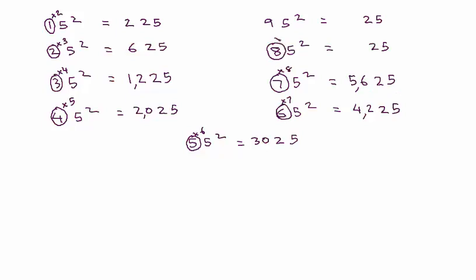8 times 9 is 72. Therefore 85 square is 7225, and 9 times 10 is 90. Therefore 95 square is 9025. Done. Time for us to join the pieces together.